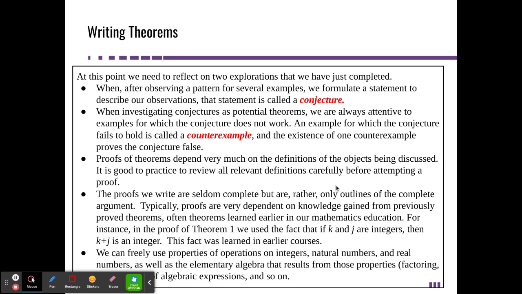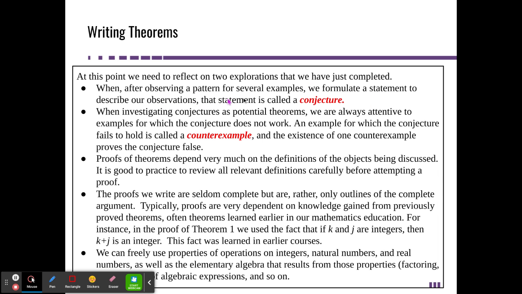So a couple of things to just note. There's no need to write this down. This is just hearing it and reading it as I'm saying it to you, which is all that really needs to be done at this point. These are just things to keep in your mind. At this point, we need to reflect on 2 explanations that we have just completed.